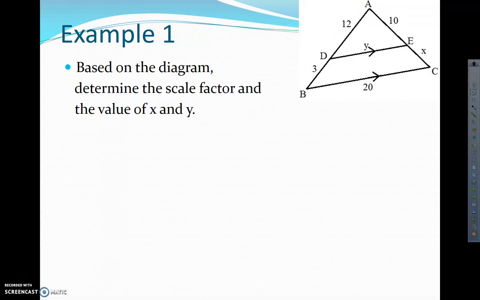Here's your first question, which is based on the diagram: determine the scale factor and the value of x and y. At this point, I'd encourage you to pause the video and see if you can do this on your own, and that way you will struggle a little bit, but that is where the learning happens.